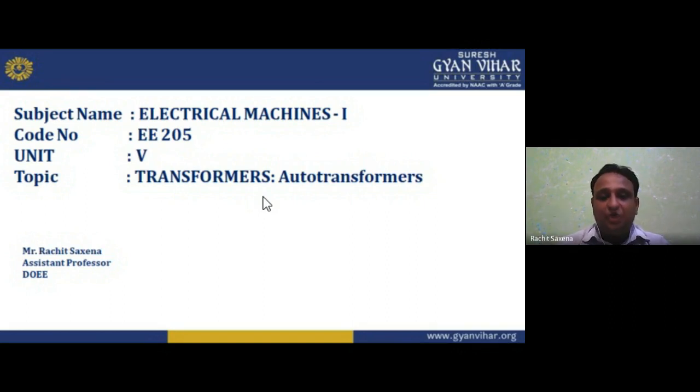Then we have the commutator, which basically converts the bidirectional current into unidirectional. And we can also understand this: if I am talking about the armature core, my dear students, it is also laminated and has silicon content, which we use to reduce eddy current and hysteresis loss respectively. And it is of cylindrical structure. So these are the construction parts.